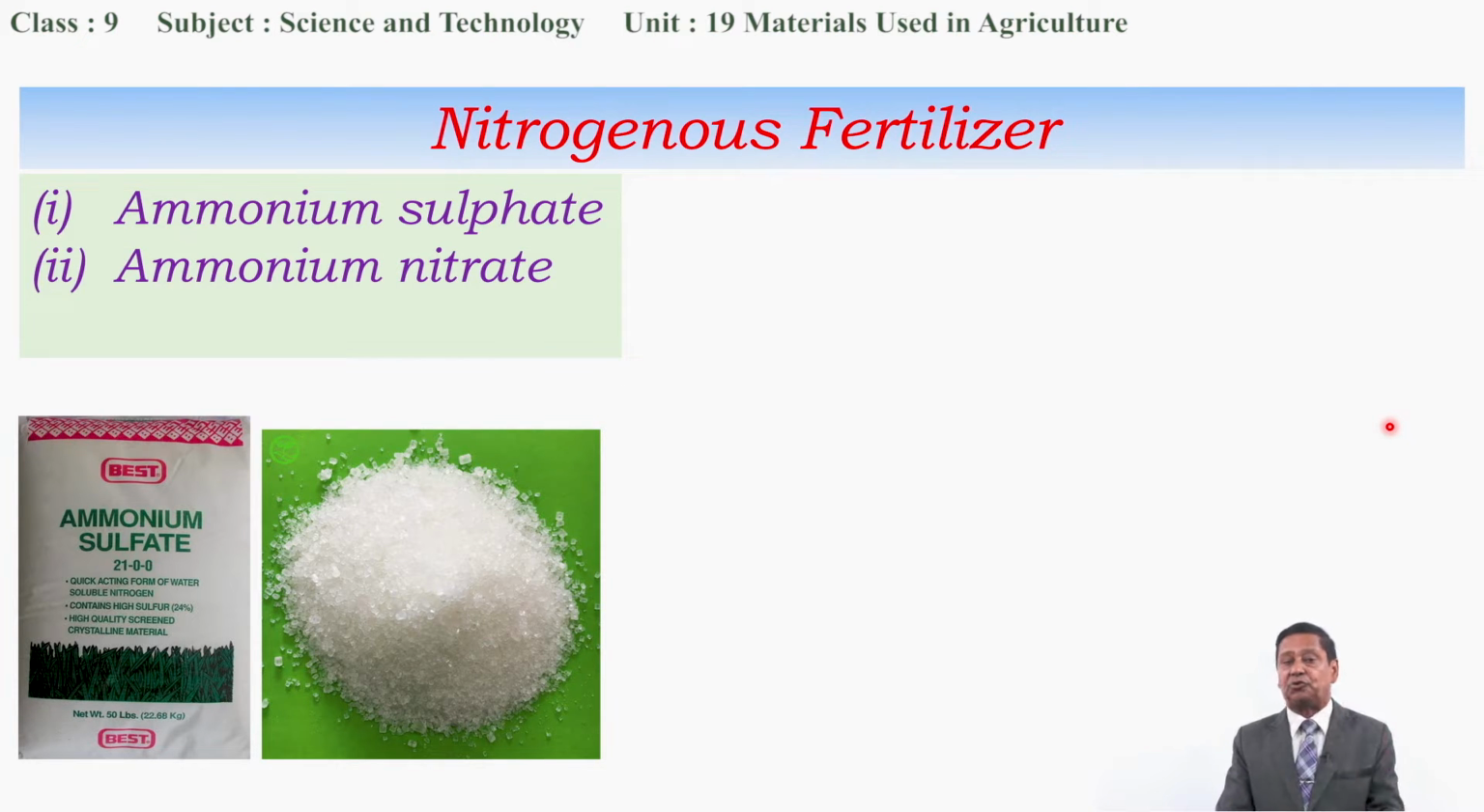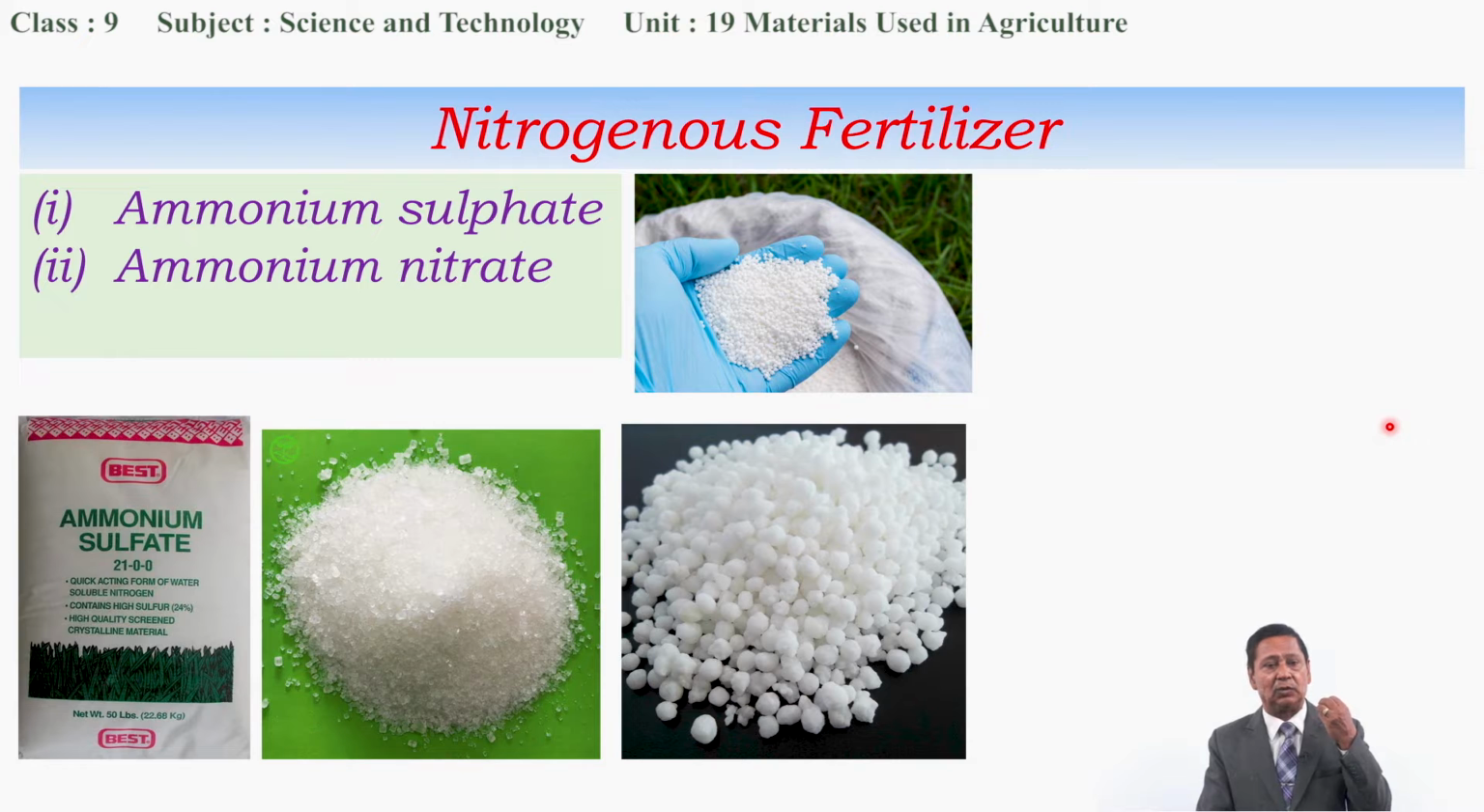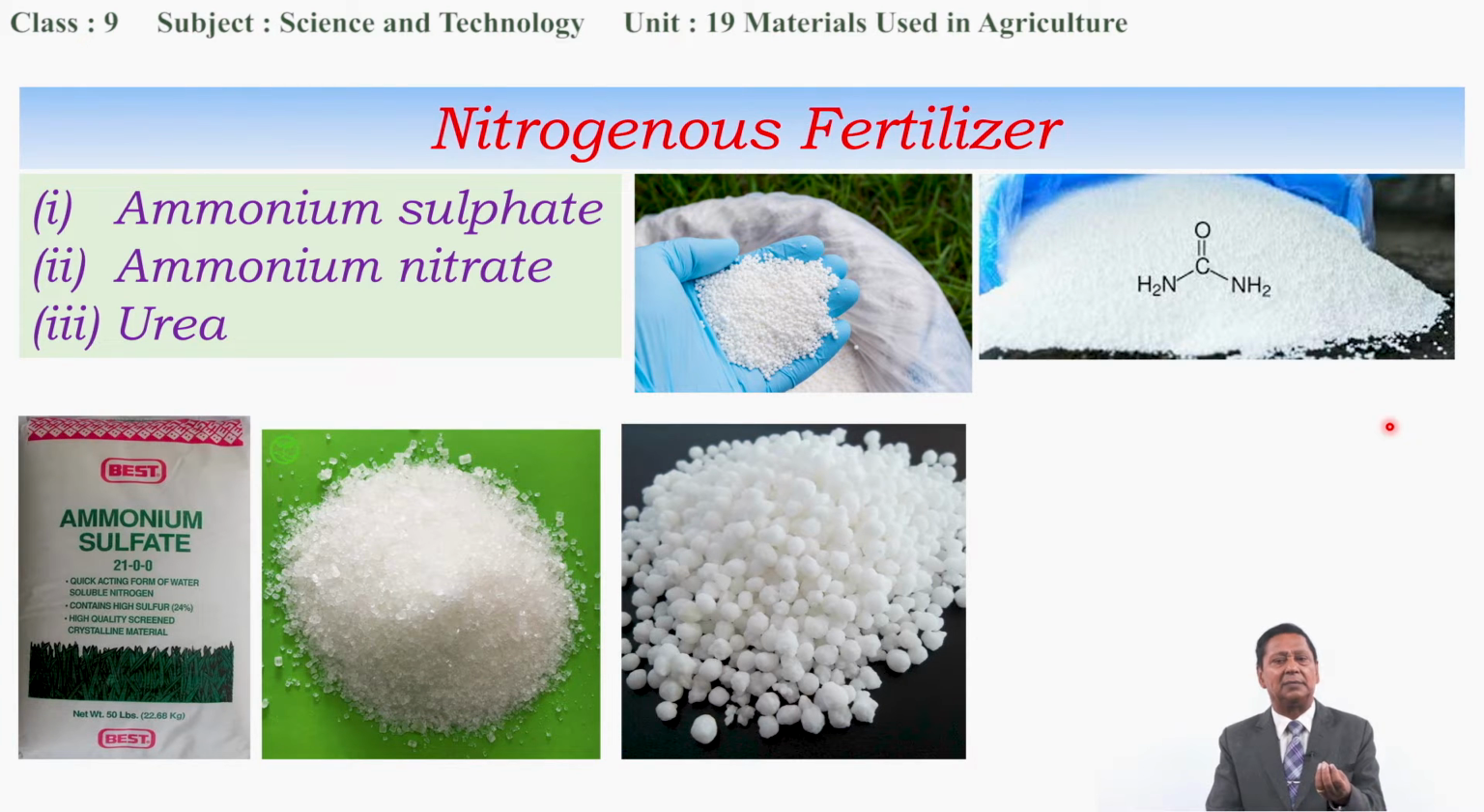And ammonium nitrate, another nitrogenous fertilizer. We have to remember this: ammonium sulfate, ammonium nitrate. Look at this very nicely. We can see ammonium nitrate appears this way. And another is urea. Urea also appears white in color, maybe another color also, but this is the appearance. Appearance doesn't make any big difference, but we have to remember their names: ammonium sulfate, ammonium nitrate and urea. These are used as nitrogenous fertilizer if there is deficiency of nitrogen in the field.